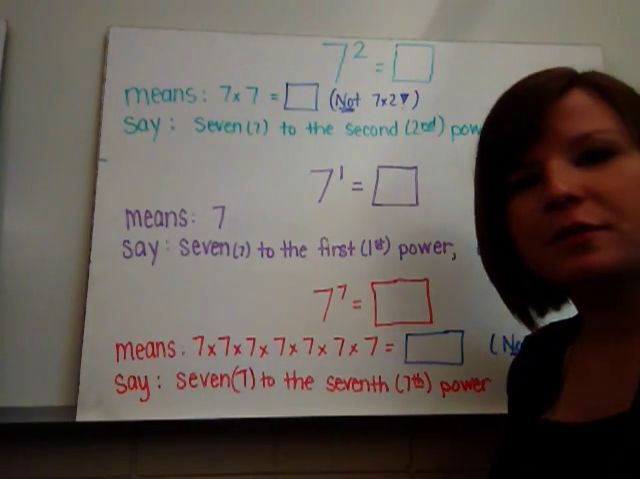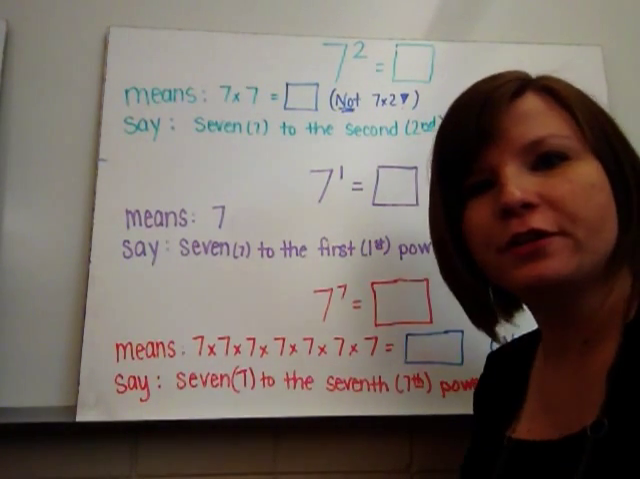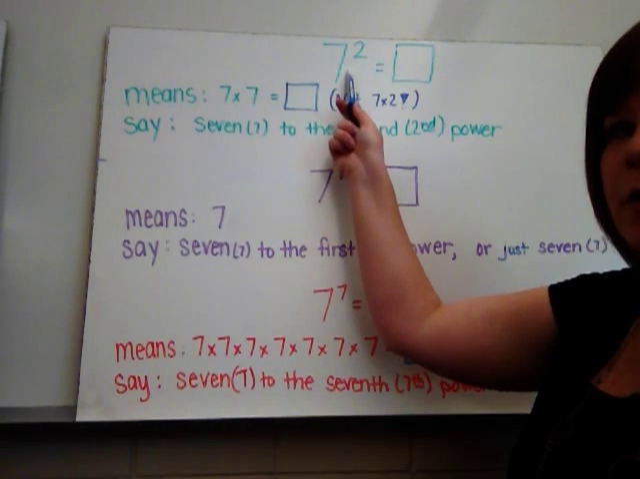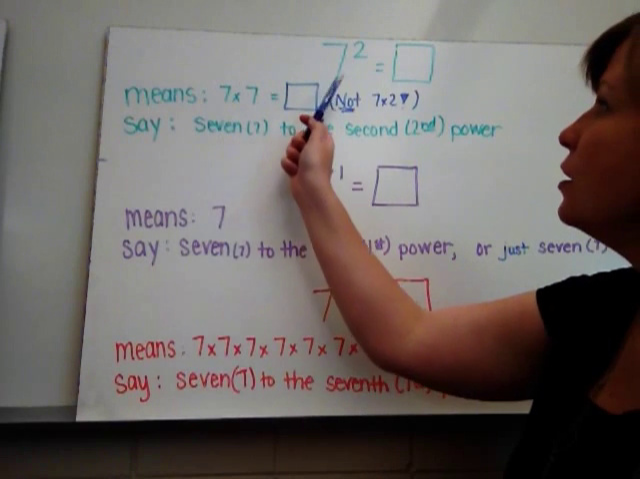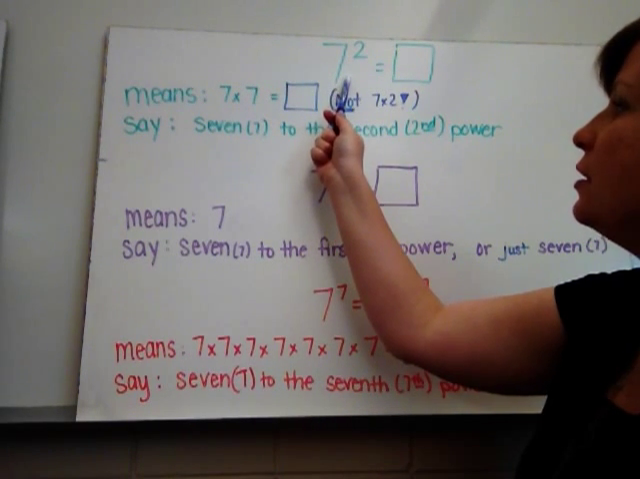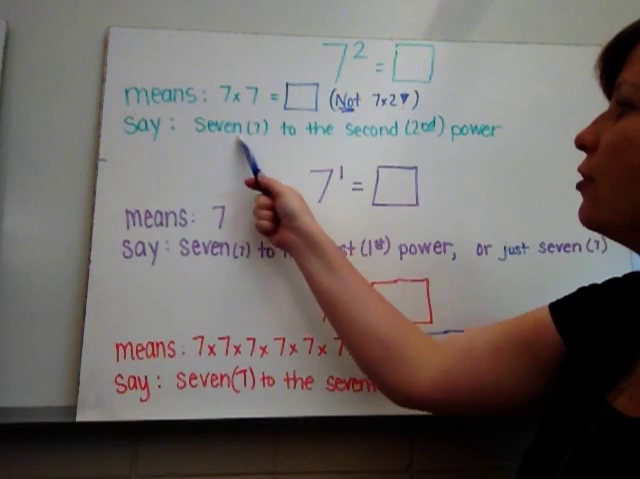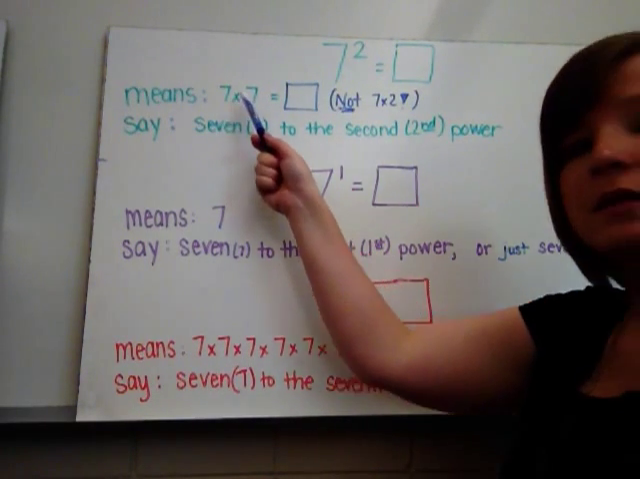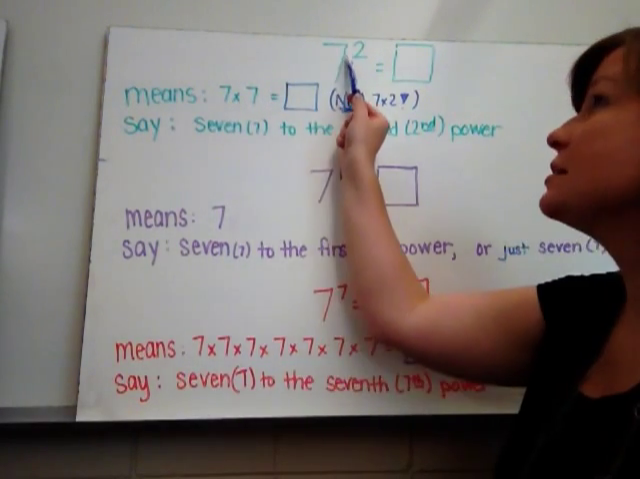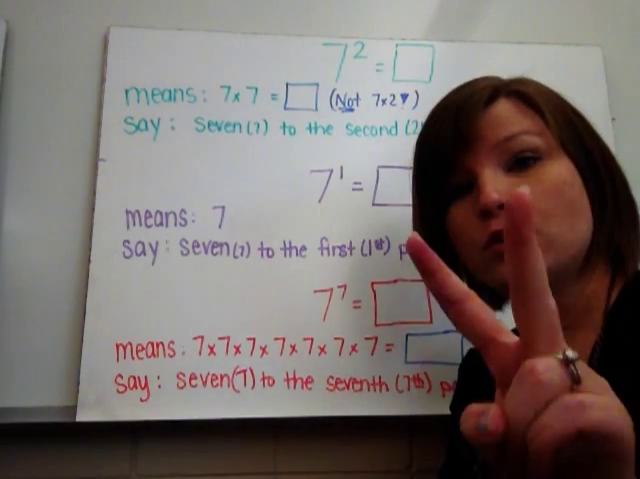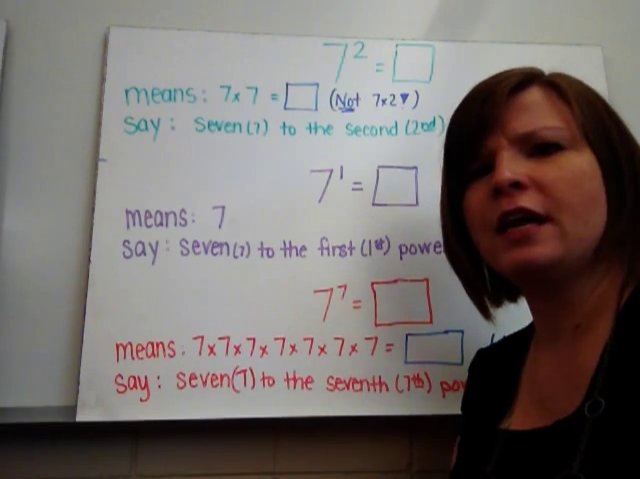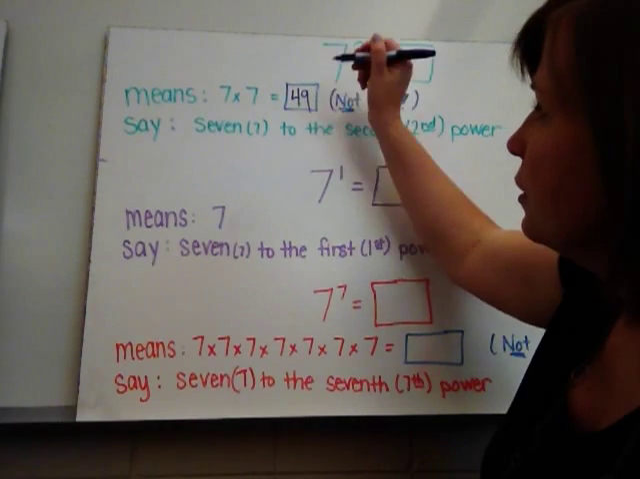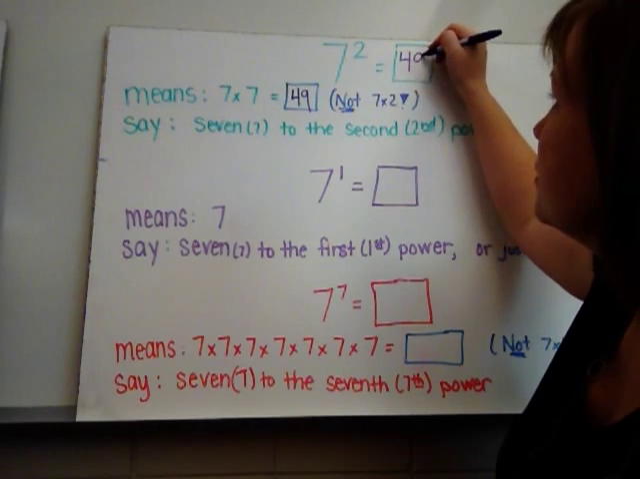Alright, so I have a couple examples here. You don't have to write these down. These are just for your learning. So our first example is this one right here. And this one we say 7 to the 2nd power. And I've written that here. 7 to the 2nd power. It means 7 times 7. It does not mean 7 times 2. It means 7 2 times. So 7 times 7, and we should know that that is 49. So we're going to fill in our box.